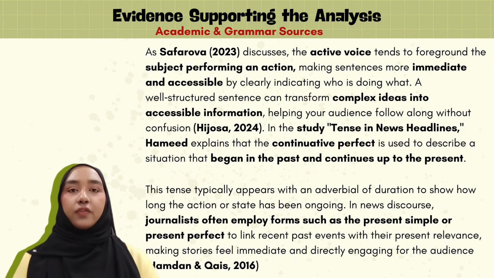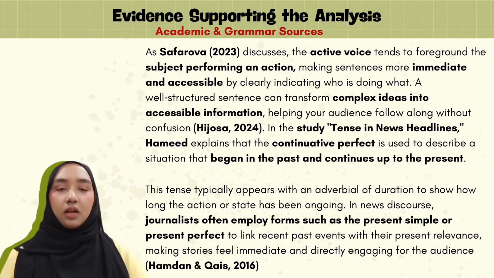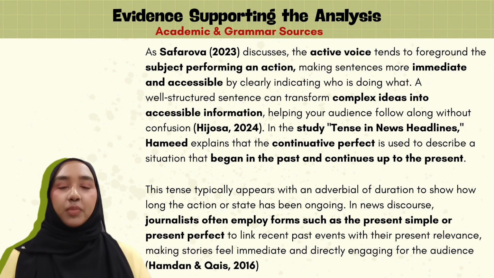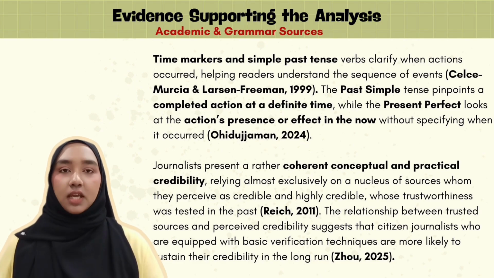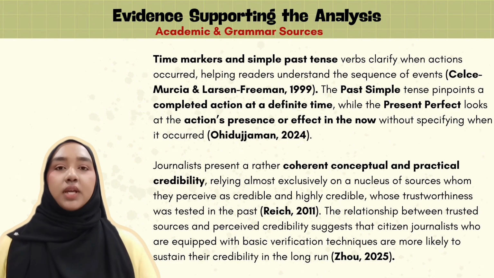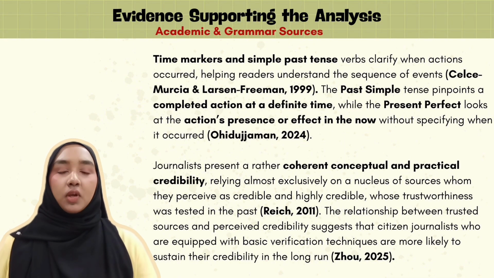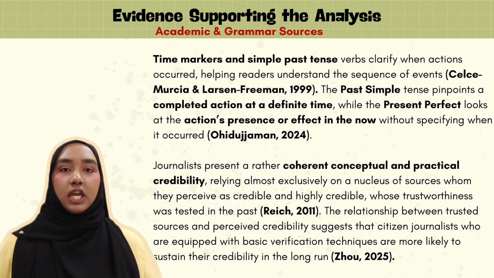Journalists often employ forms such as present simple or present perfect to link recent past events with their present relevance, making stories feel immediate and directly engaging for the audience. Time markers and simple past tense verbs clarify when actions occurred, helping readers understand the sequence of events. Past simple tense pinpoints a completed action at a definite time, while the present perfect looks at the action's presence or effect in the now without specifying when it occurred.